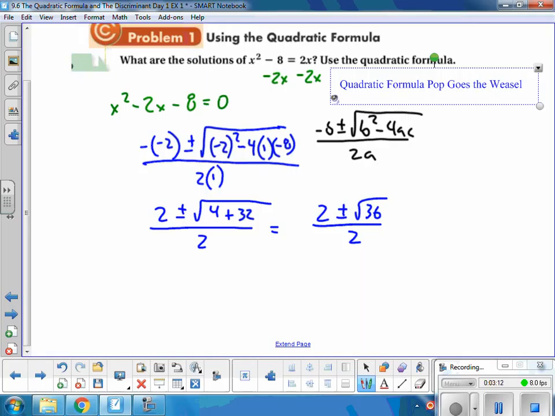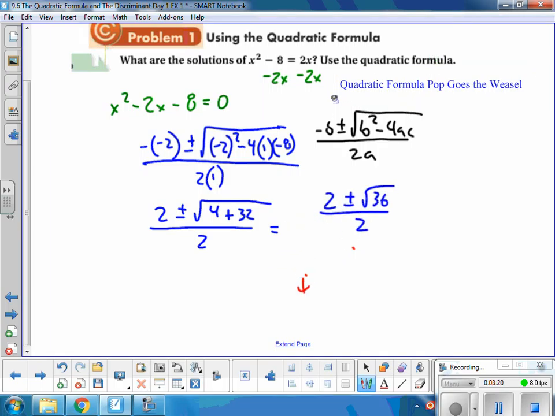Now, I can't cancel these 2's out because I'm adding and subtracting. If I was multiplying, then yes, I could cancel them out. But because they're adding or subtracting, they cannot be cross-canceled. So I've got to work with them.